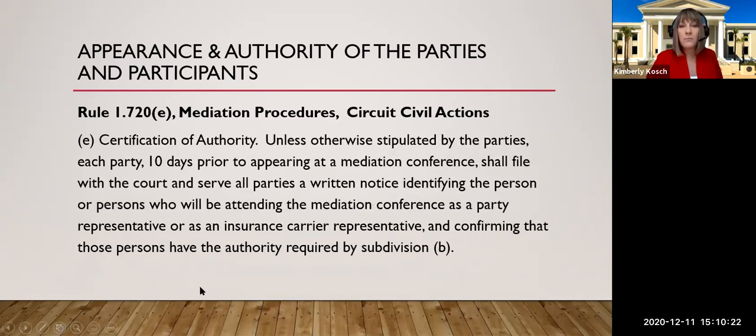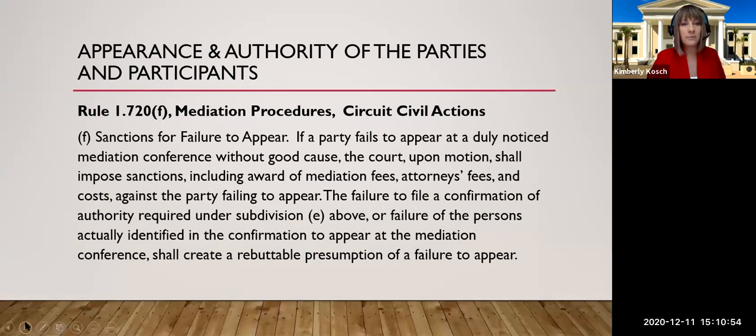Okay, in the civil rules of procedure, we also find that if a party representative is attending, that representative has an obligation 10 days before the conference to provide the court and all the parties with a written notice identifying the person or persons who will be attending the mediation conference and who has authority to negotiate on behalf of that party or that participant. The rule also lays out sanctions for failure to appear. We didn't see that in the small claims rule. So this is the first civil area where we see that there's actually sanctions if the parties don't appear, and the court can do that on its own motion or on the request of another party.